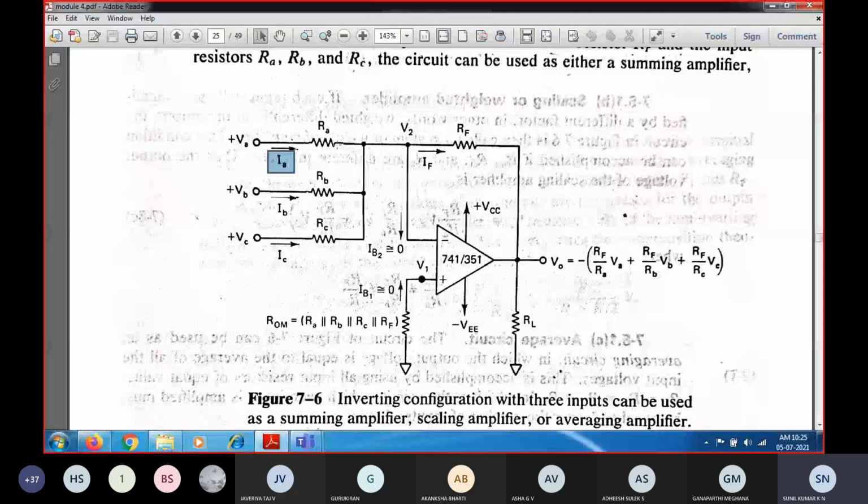Because we know that this non-inverting terminal is held at ground potential, obviously the voltage at V2 is also virtually ground. So none of the current will be flowing across this path, and almost all the current will be flowing across this feedback resistance, RF.